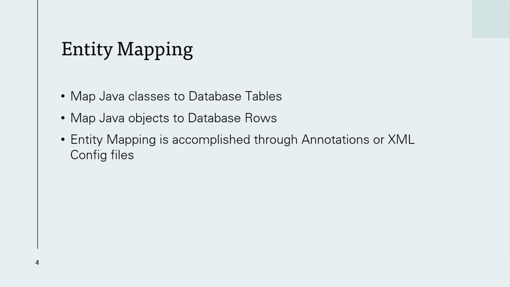With entity mapping, you can map Java classes to database tables and map Java objects to database rows. And entity mapping is done through annotations or XML config files.